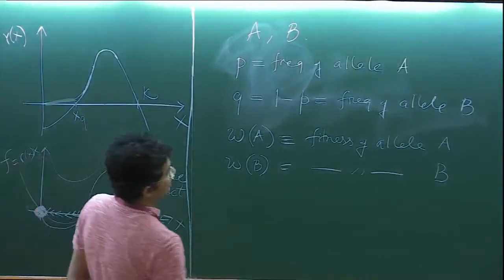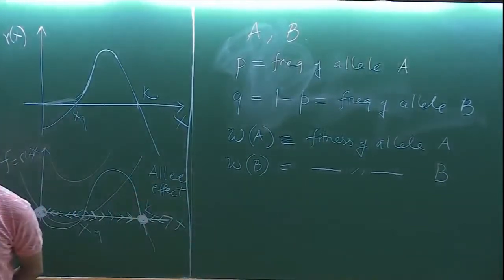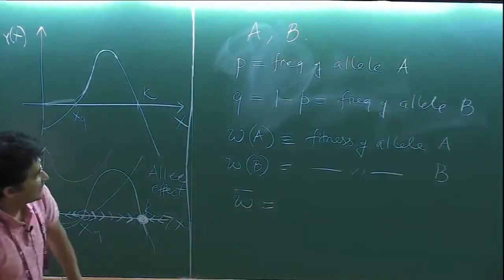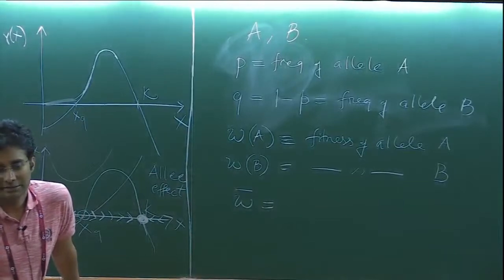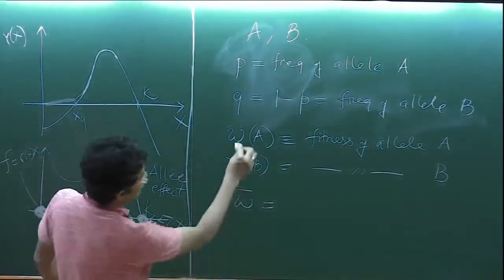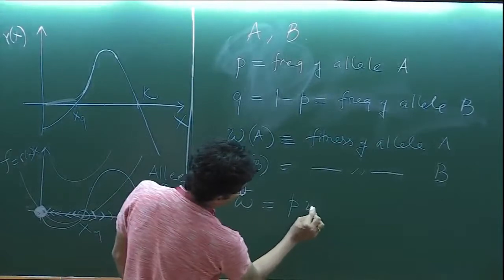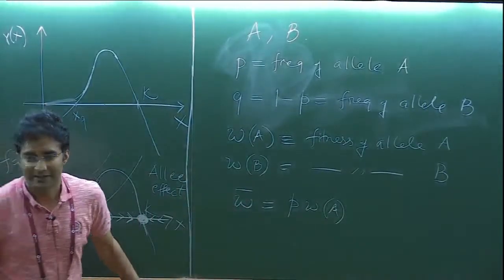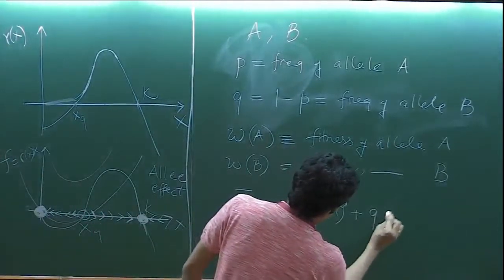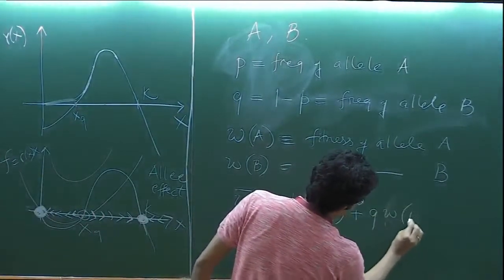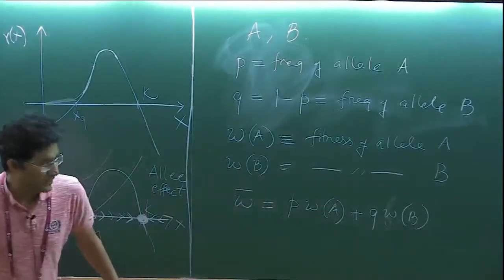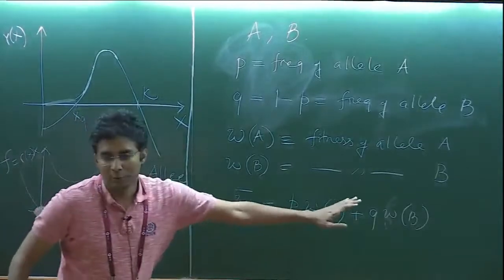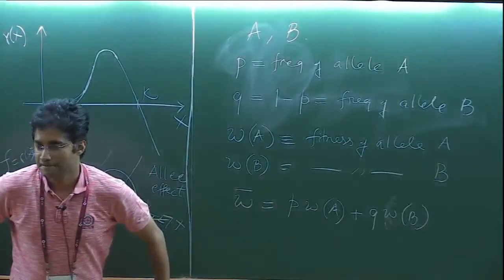For this entire population, let's also define an average fitness. Let's call this omega bar. What will the average fitness be? It will be given by the frequency of A, P, multiplied with the corresponding fitness of allele A, plus the frequency of B with its fitness. Is that fair enough? Do all of you agree with this? This is the average fitness of the entire population. Okay.